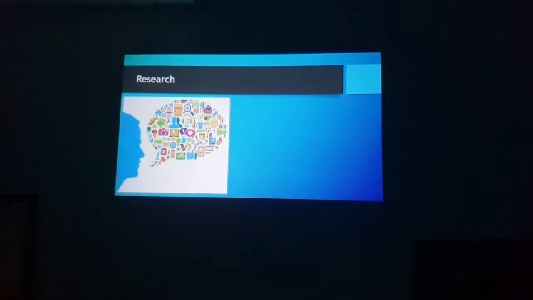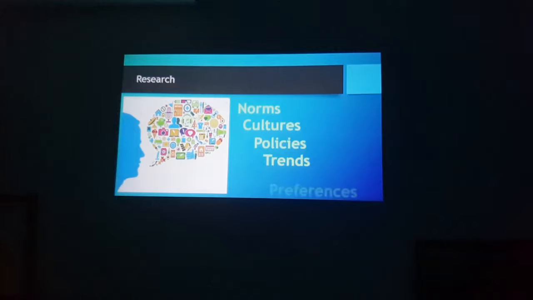Research serves as a tool for establishing knowledge and efficient and valuable learning. Through research, we understand society as a whole, its norms, cultures, policies, code of conduct, trends, preferences, and the like. Research helps us discern correctly, understand various issues, prove lies, and support truths.